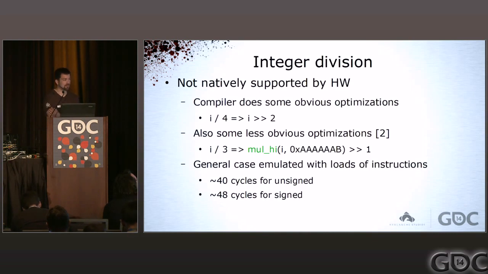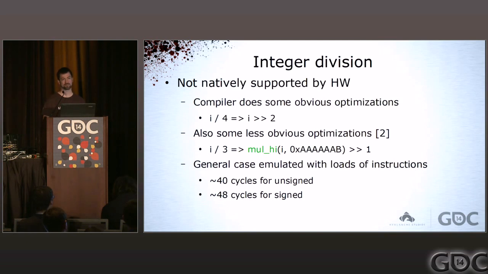As I said before, integer division is not natively supported by the hardware. Obviously, the compiler does some optimizations here if you have a constant. If it's a power of 2, it does the obvious thing and turns it into a bit shift. It also does some less obvious optimizations, like if you divide by 3, there are some known algorithms for generating magic shift and multiply constants to turn it into a faster operation. And the compiler uses that. So if you divide by a constant, it's usually quite okay. It's not that many instructions. I've seen 3 or 5 instructions for handling that.